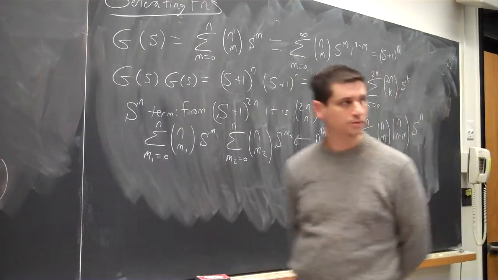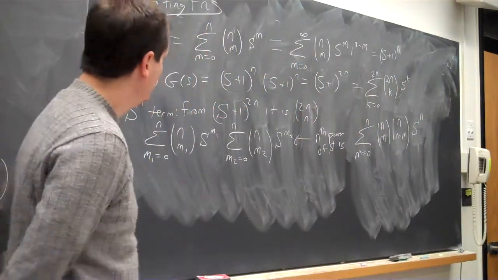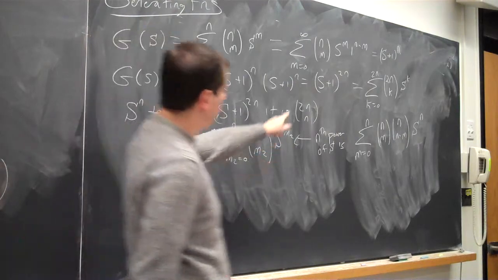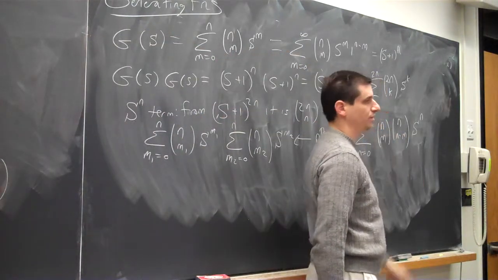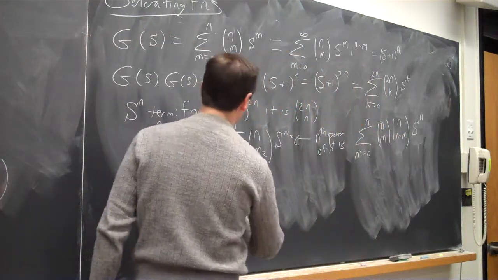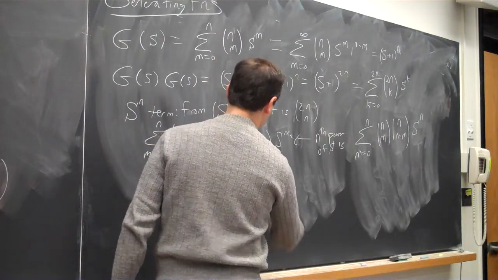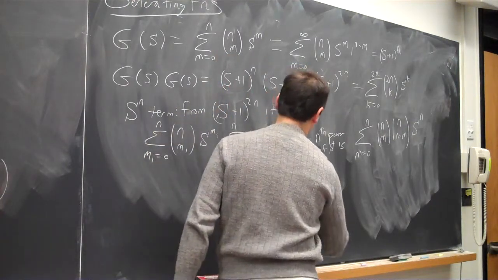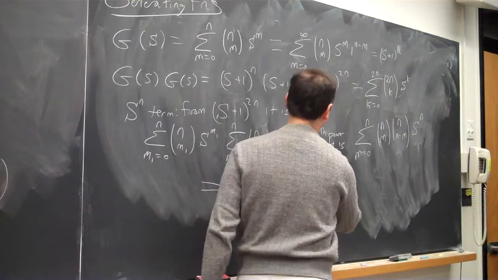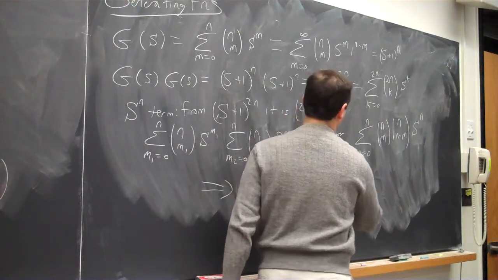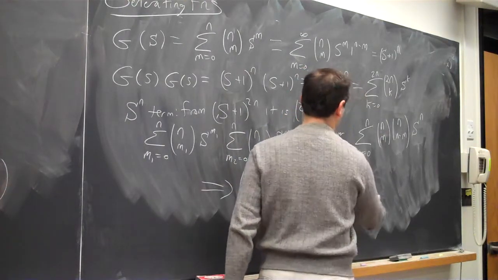So they have to be equal. So the only way this can equal that is if 2n choose n is the sum over here. So we see that 2n choose n is the sum, m goes from 0 to n, of n choose m, n choose n minus m.